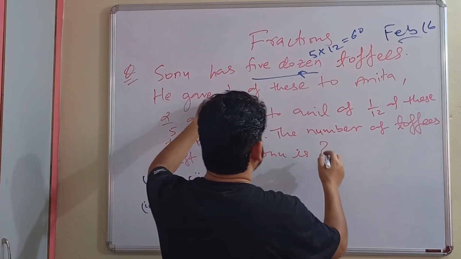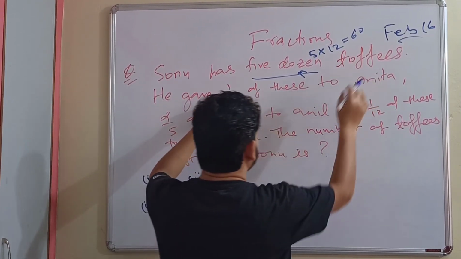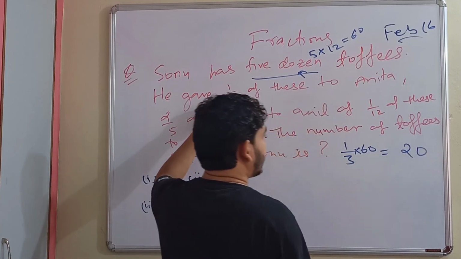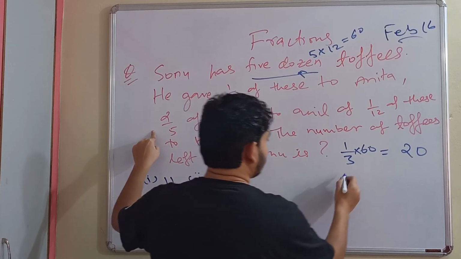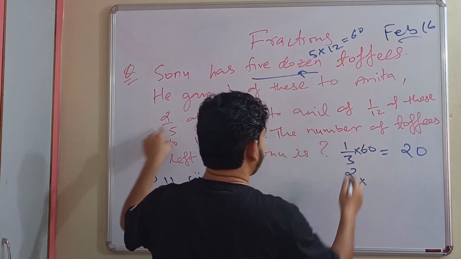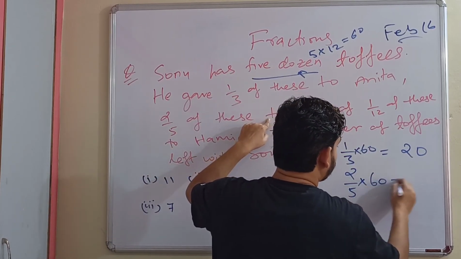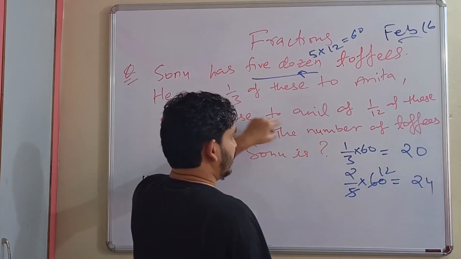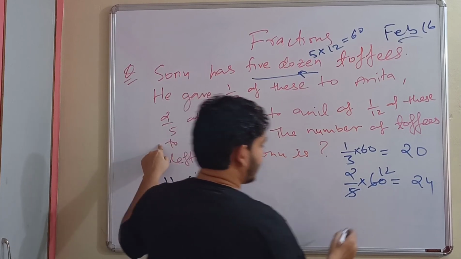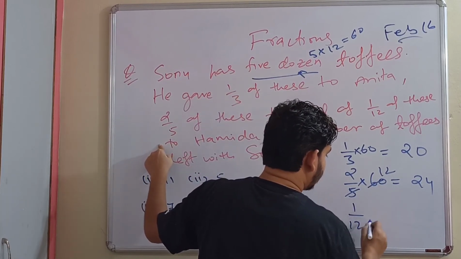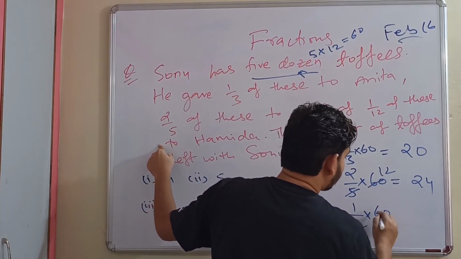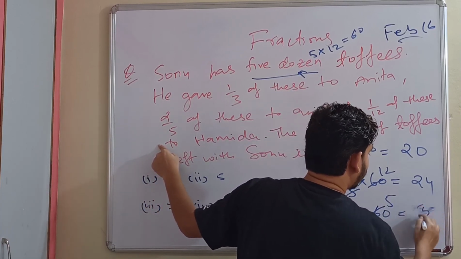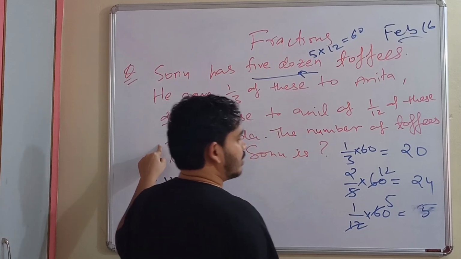Then he gives 1/3 of it to Anita. So 1/3 of 60 is how much? 20. He gave it to Anita. Then he gave 2/5 of the total to Anil. 2/5 of the total is nothing but 5 twelves are 60, so 12 into 2, 24. Then 1/12 of this to Hamida. He also gave to Hamida 1/12 of how much he is having. So 12 fives are 60. He gave 5 toffees to Hamida.